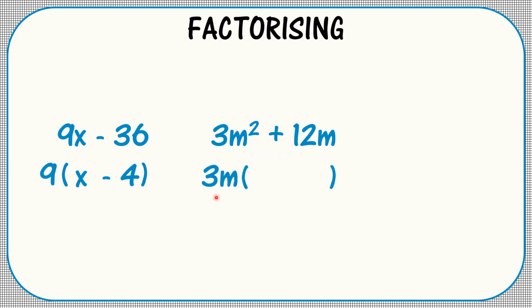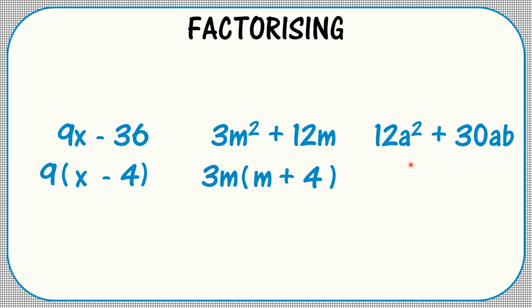Now we'll put the brackets in. How do we get from 3m to 3m squared? What you will do is you'll times it by m. Then how do you get from 3m to plus 12m? You have to multiply this 3m by 4. So once you factorize 3m squared plus 12m, you get 3m bracket m plus 4 close bracket.